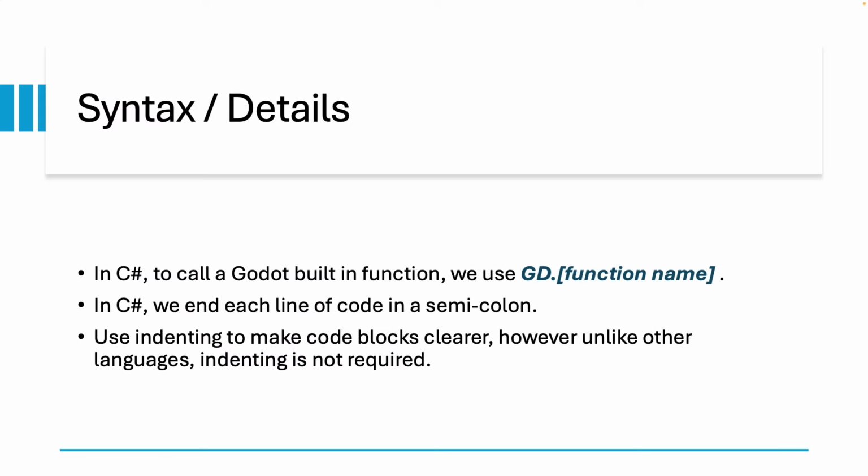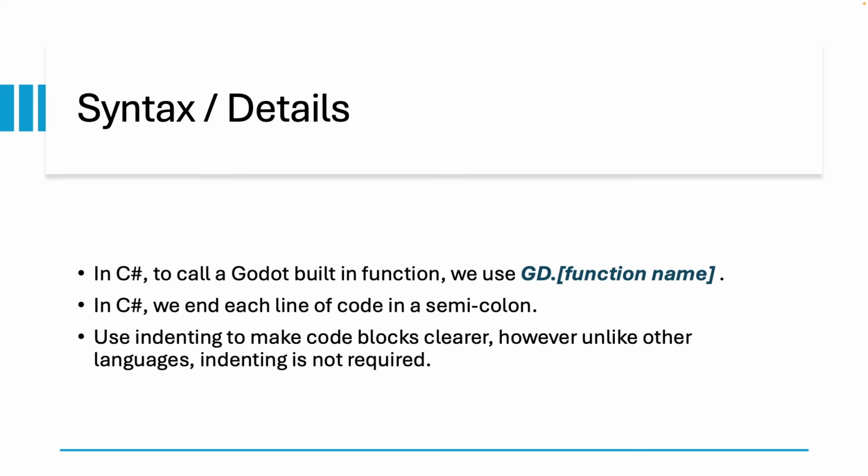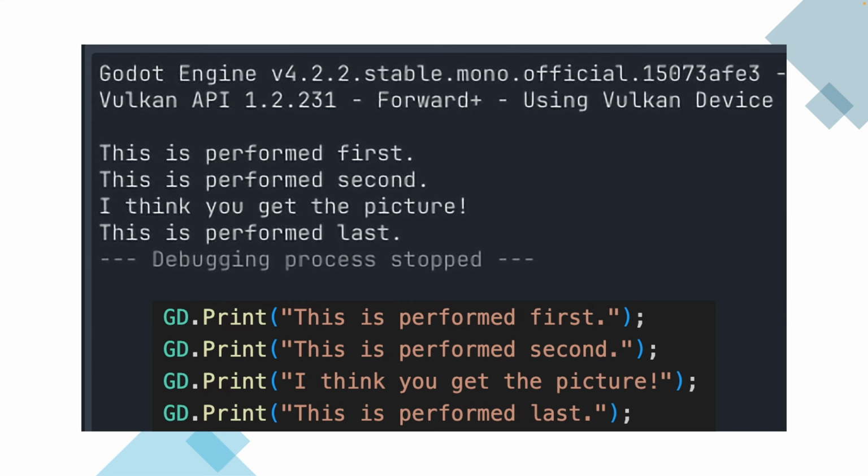In C#, to call a Godot built-in function, we use GD.functionName. So all we need to know for now is GD.Print prints that line within the console. In C#, we end each line of code with a semicolon. So you see every single line I have ends in a semicolon.